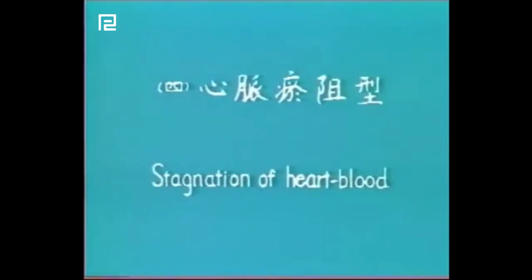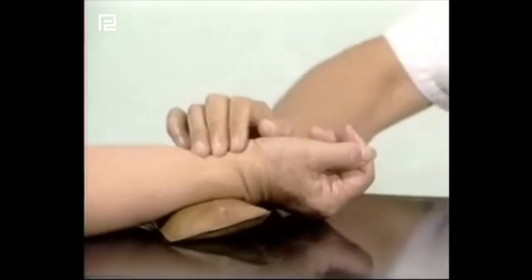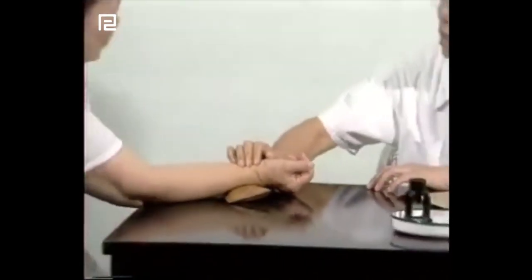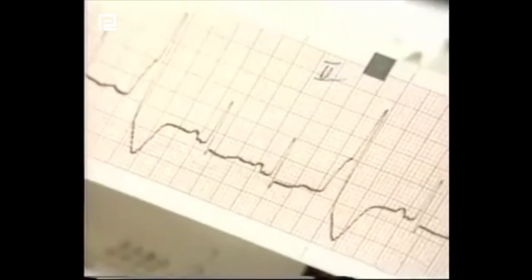4. Stagnation of heart blood. The patient has had palpitation for several years, accompanied by paroxysmal chest pain, stuffiness in the chest, and shortness of breath after activity. The pulse is thready and choppy, and the body of the tongue is purple and dark with white coating. ECG shows premature arterial pulses and left ventricular hypertrophy.